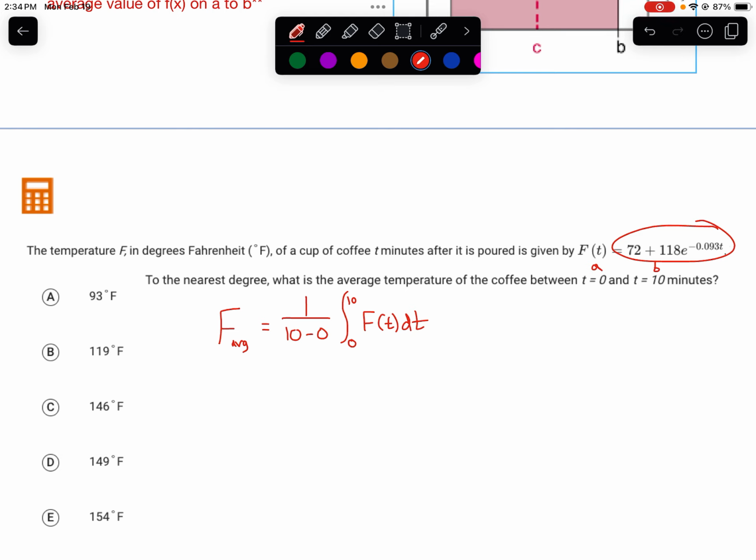Now we've just got to run the numbers, right? So we take a graphing calculator, we use that option in the math menu that allows us to run definite integrals, and of course we can't type in capital F, we have to type in the actual function itself, unless you've stored that into the y equals menu, in which case you can recall it like we've done in class before. Okay, but if we run those calculations, and we go to the nearest degree, like it says here, the final answer is choice D here, 149 degrees.